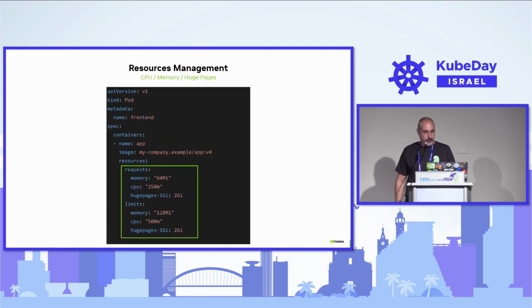Okay, next. Here is an example of allocating CPU, memory, and huge pages. Under the spec of your pod, under each container, you have two sections, request and limit. The scheduler will look at the request part and will search for a node that has enough resources to satisfy this request. And according to it, it will decide where this pod will eventually be scheduled.